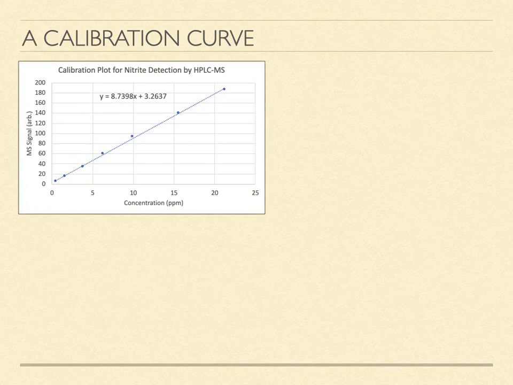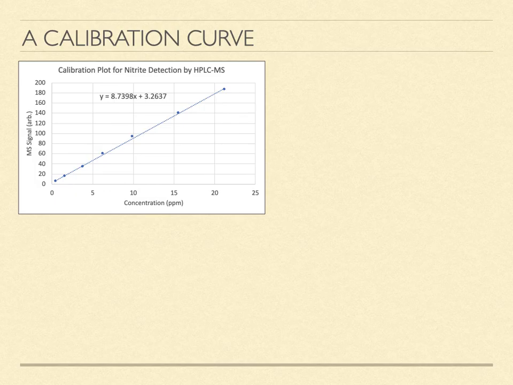As an example, here is a possible graph of the signal for 7 concentrations over this target range. I've plotted these in Excel. I've used Excel to plot the best fit straight line through these data, and it then provides the equation of that line. In this case, it is y equals 8.7398x plus 3.2637.